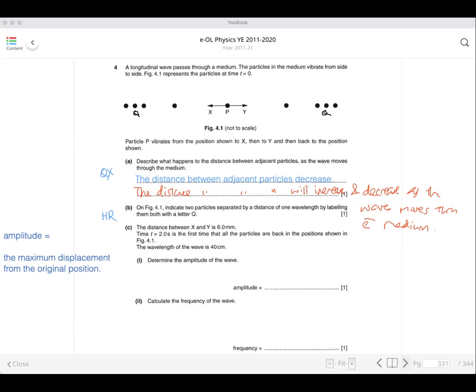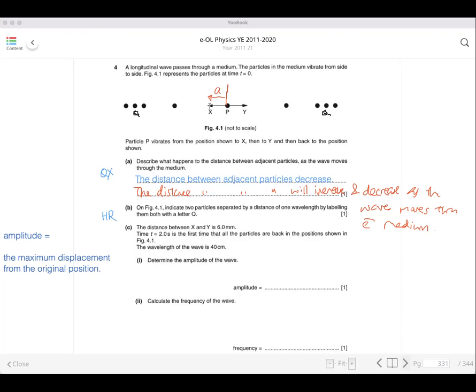Who else? Okay, so X, the maximum displacement. This is the original position. The maximum displacement is this. So this is your A, because that's the furthest you can actually go.